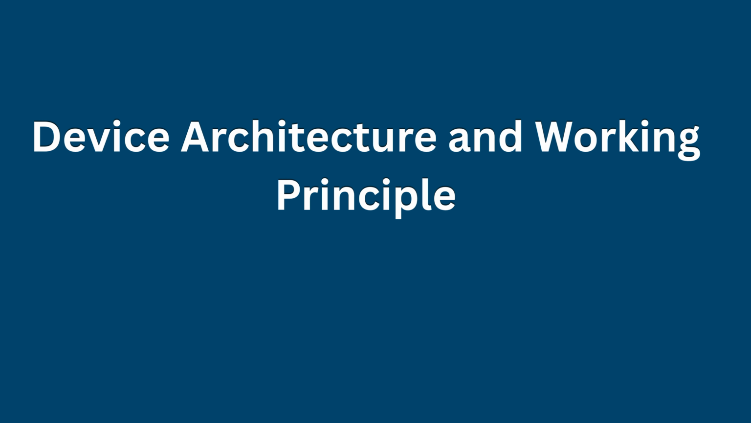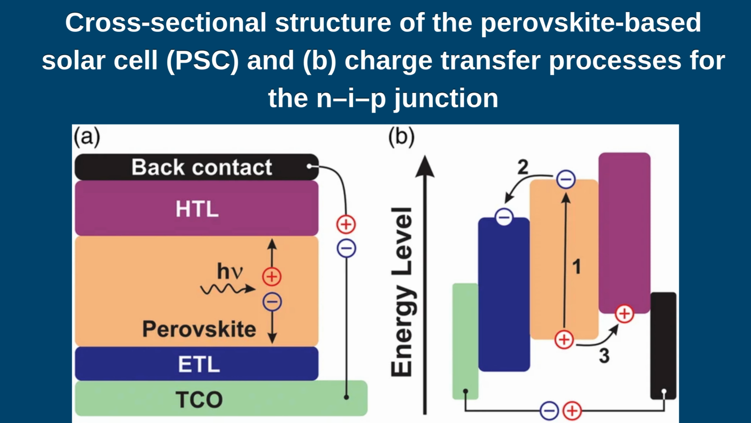Device architecture and working principle. PSCs typically consist of a transparent conductive electrode, an electron transport layer, ETL, a perovskite absorber, a hole transport layer, HTL, and a back electrode. Upon illumination, photogenerated charge carriers are separated and transported through selective charge transport layers, producing electrical power. Two dominant architectures are employed: mesoporous and planar structures. Planar devices, NIP and PIN, are particularly advantageous for low-temperature processing and scalable fabrication.